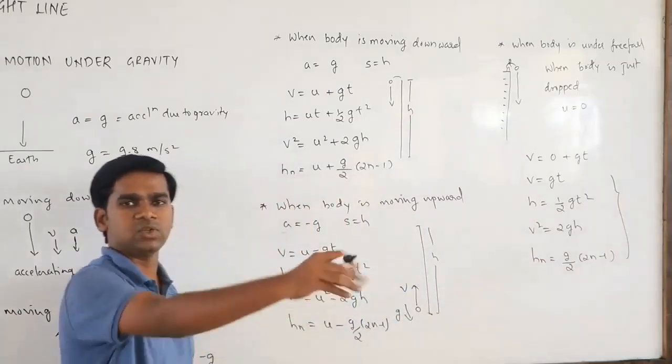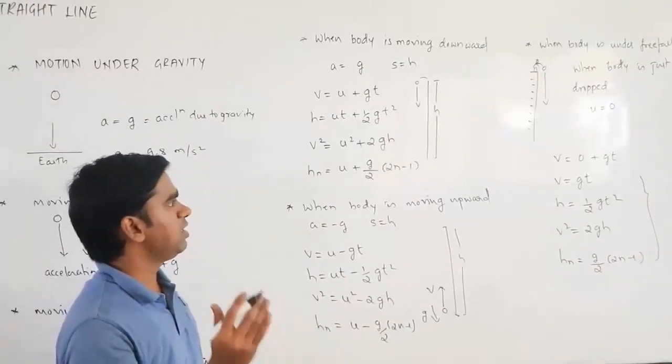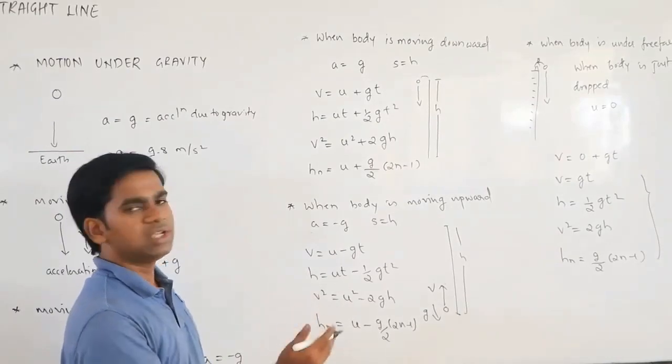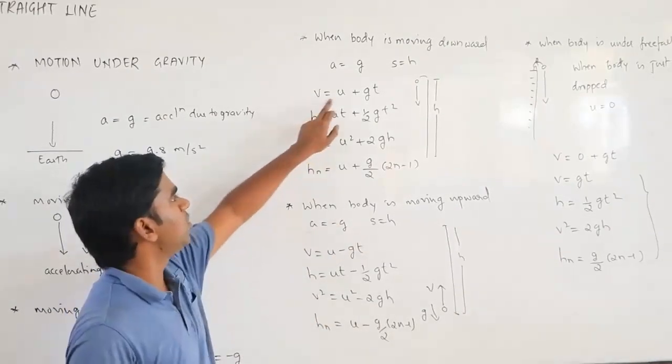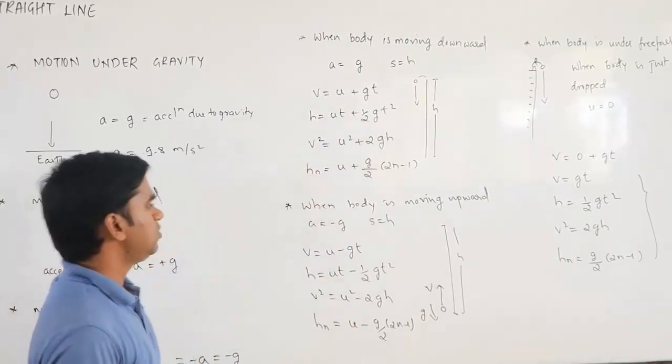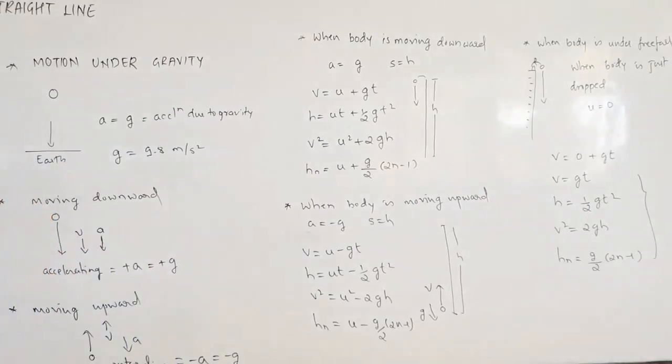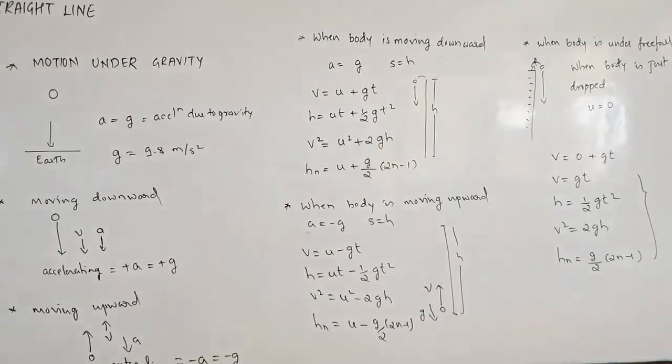Okay. When it is just dropped, you are not giving any initial velocity. Here you are giving initial velocity. Okay, so all these things you have to remember. Just you have to replace a by g, and looking at the downward and upward direction, you have to change the sign also. Okay, these are the equations of motion or Newton's equations of motion when body is under gravity.